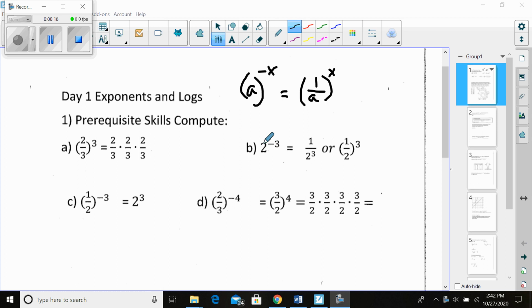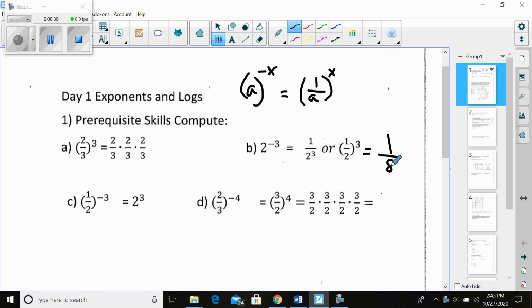So that would come into play in B, C, and D, or you could remember what my beloved teacher, Mr. Hopkins, used to say, bring it downstairs, right? So this is 1 over 2 cubed, which is 1/8.